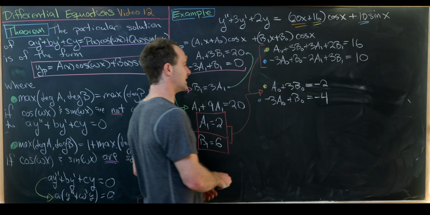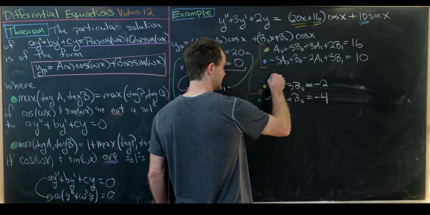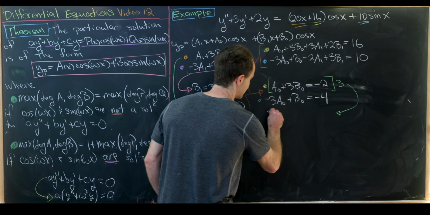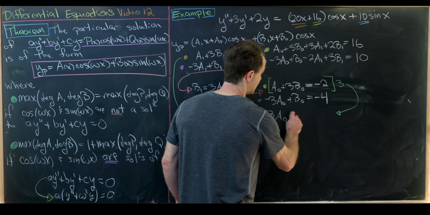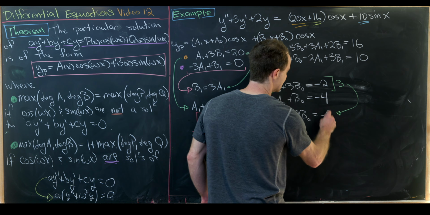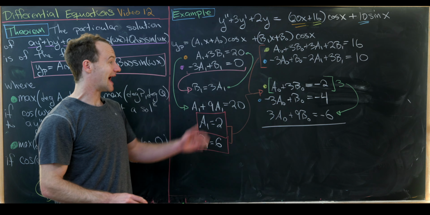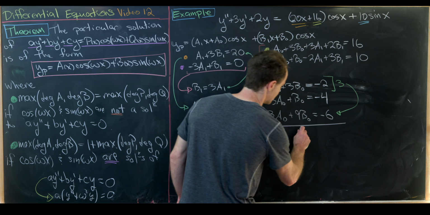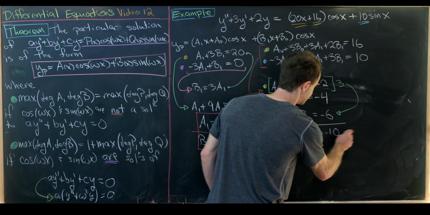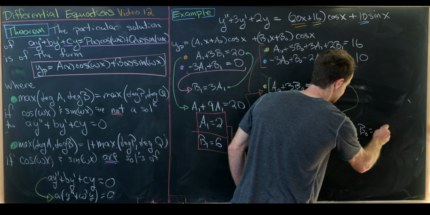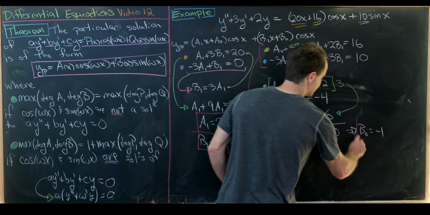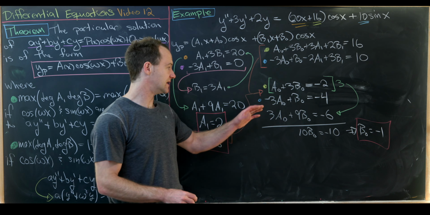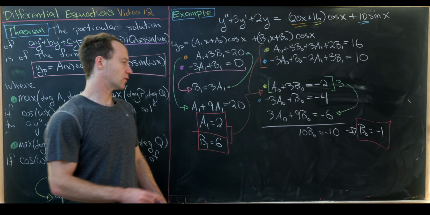And so from here, we would maybe want to take this first equation and multiply it by 3. That'll leave us with 3a0 plus 9b0 equals -6. And from here, we can add these two equations. If we add these two equations, the a zeros will cancel, and we'll be left with 10b0 equals negative 10, which means that b0 is equal to negative 1. And we've got a value for b naught.